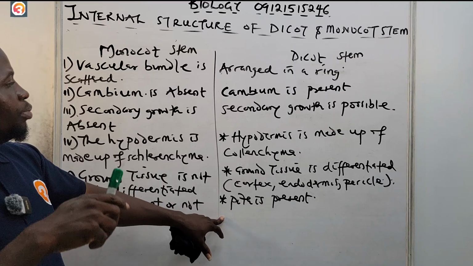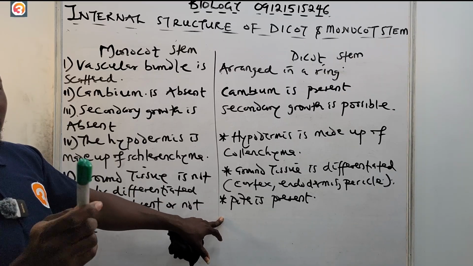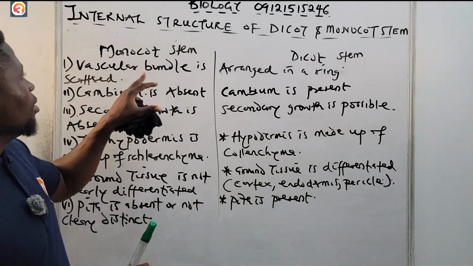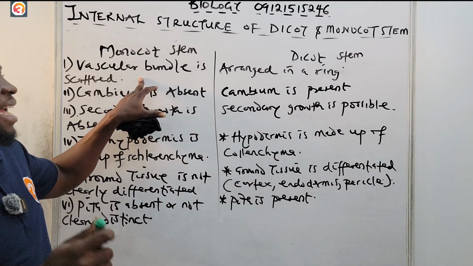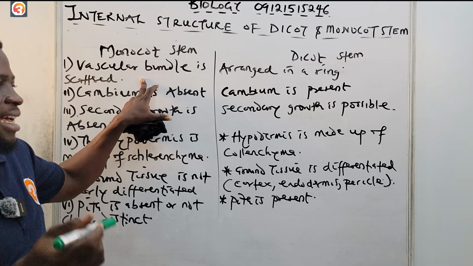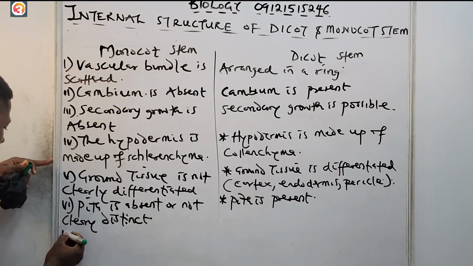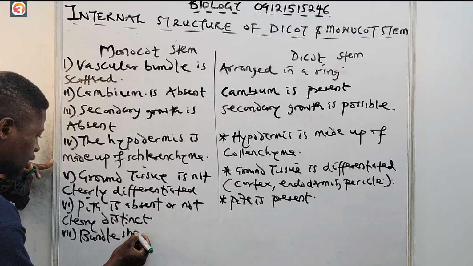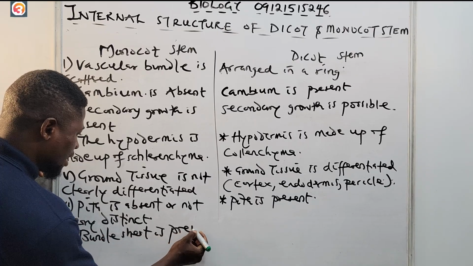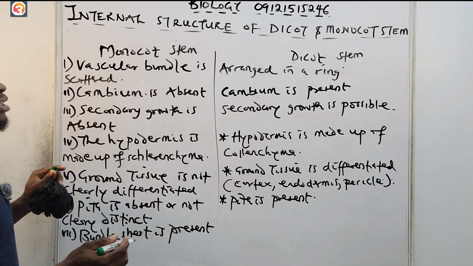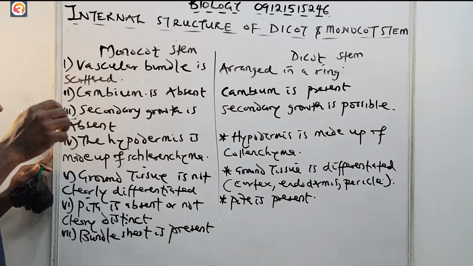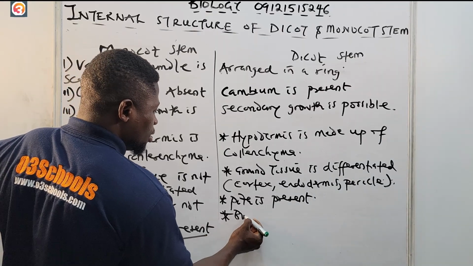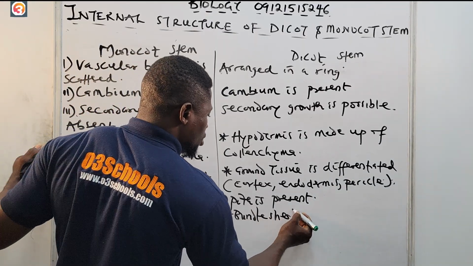And also there's another part called the bundle sheath. I mentioned the bundle sheath. All right, the bundle sheath for the monocot stem is present, and it is made up of sclerenchymatous cells. Number 7 now. Bundle sheath is present, and of course, like I said, it is made up of sclerenchymatous cells. For the dicot stem, bundle sheath is absent.